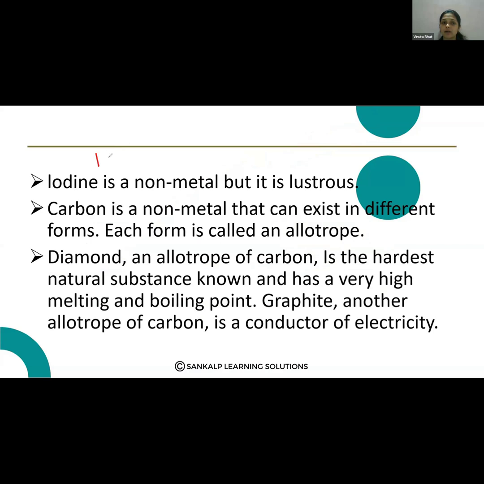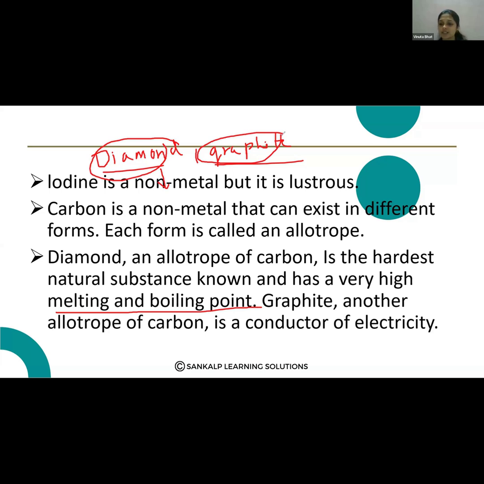So diamond and graphite are allotropes of carbon. Here this diamond is a non-metal, but it is the hardest natural substance which has a high melting point and boiling point, very important. And graphite conducts electricity. It is a non-metal but still it conducts electricity. Okay, so this is a very important thing that you have to learn. I hope these points are clear.